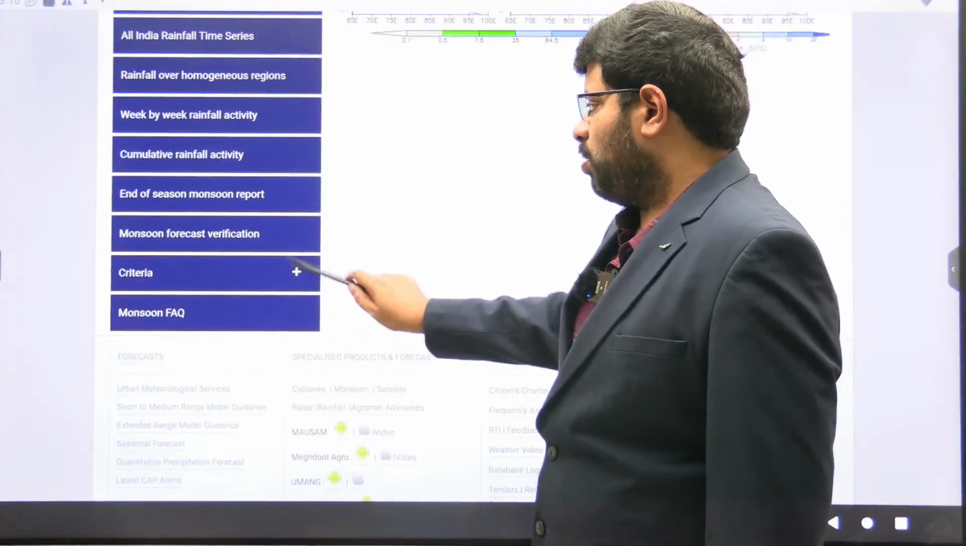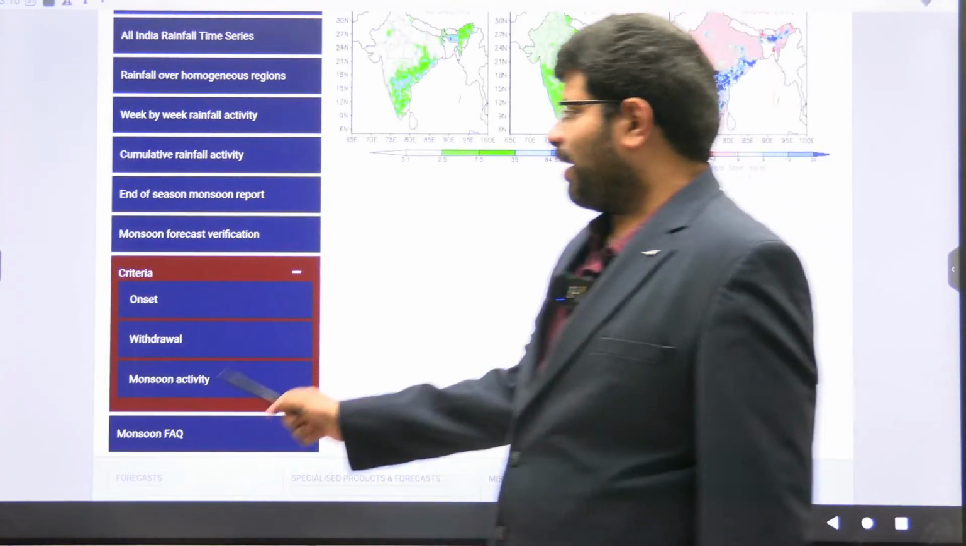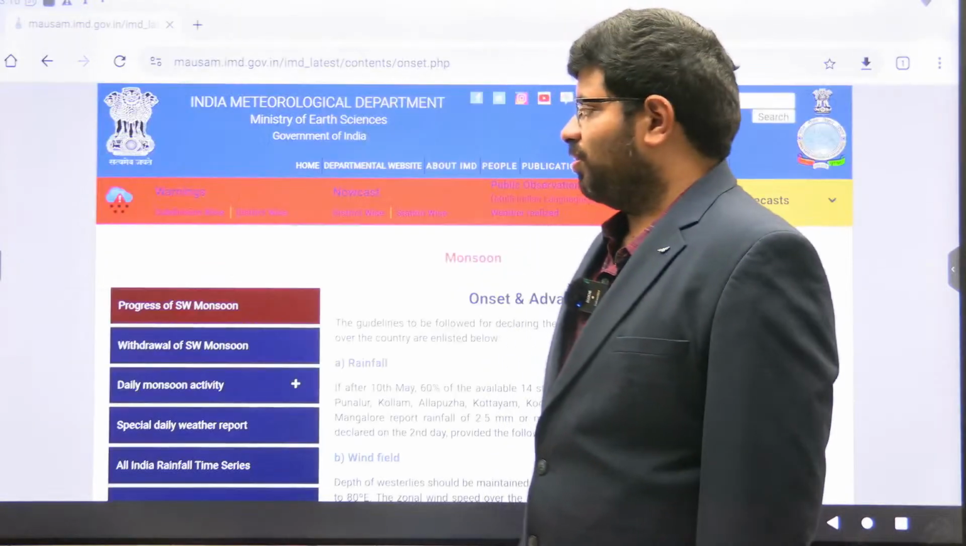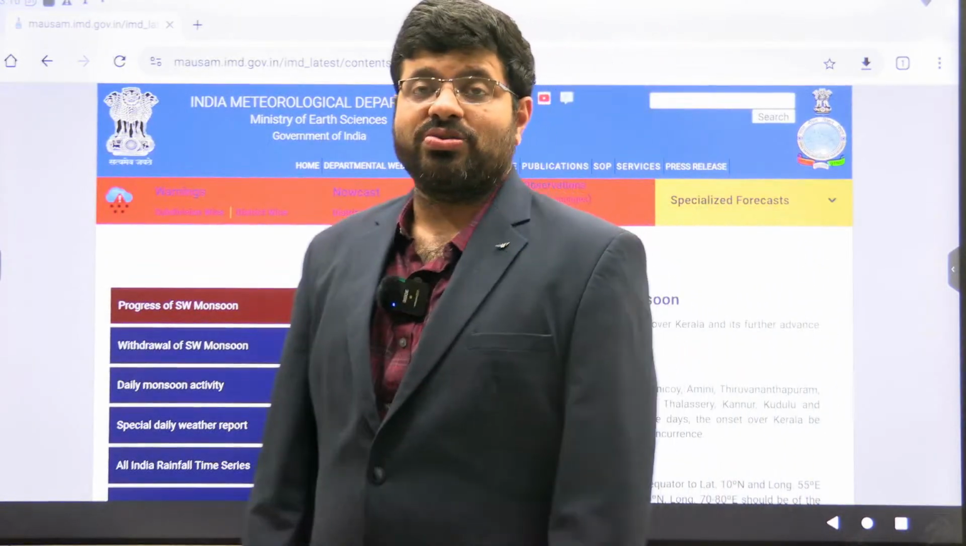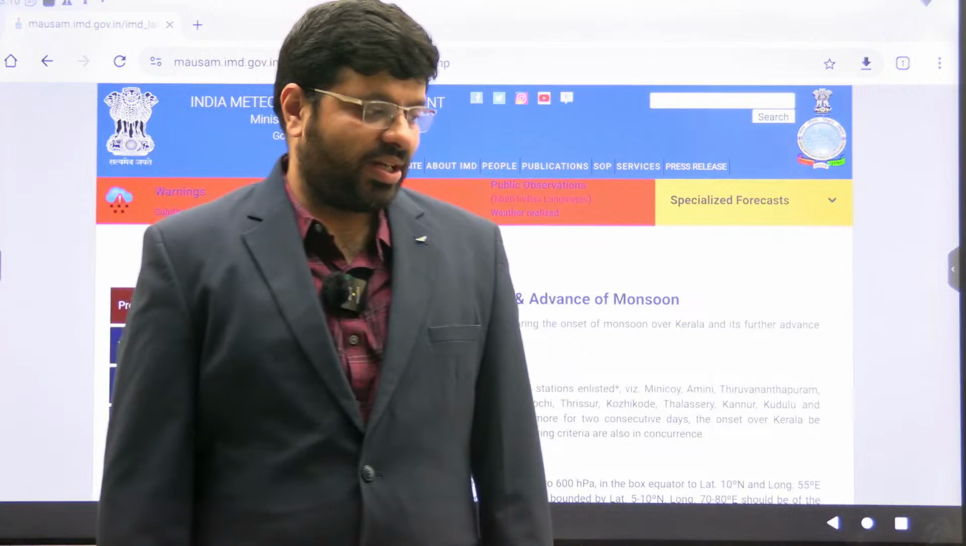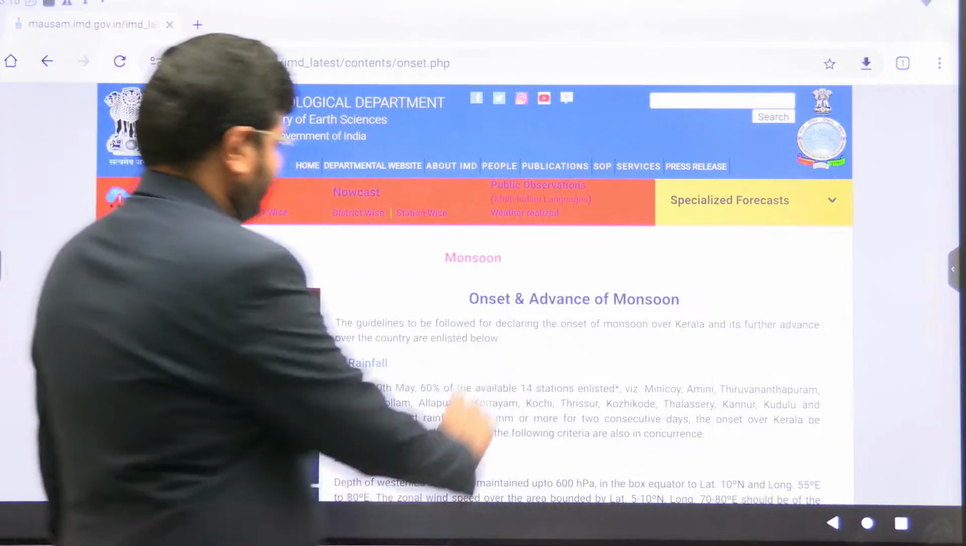You see, one aspect is that they have given a criteria for the onset of the monsoon. What is the criteria of monsoonal onset? This is very interesting. You can read it here.